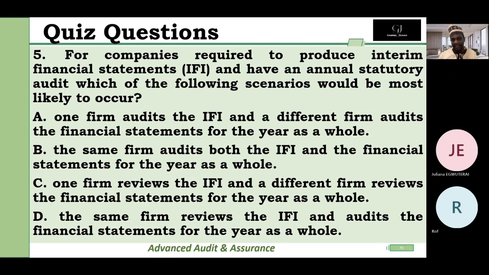A, one firm audits the interim financial information, and a different firm audits the financial statements for the year as a whole. B, the same firm audits both the interim financial information and the financial statements for the year as a whole. C, one firm reviews the interim financial information and a different firm reviews the financial statements for the year as a whole. D, the same firm reviews the interim financial information and audits the financial statements for the year as a whole. For companies required to produce interim financial statements and have an annual statutory audit, which of the following scenarios will be most likely to occur?